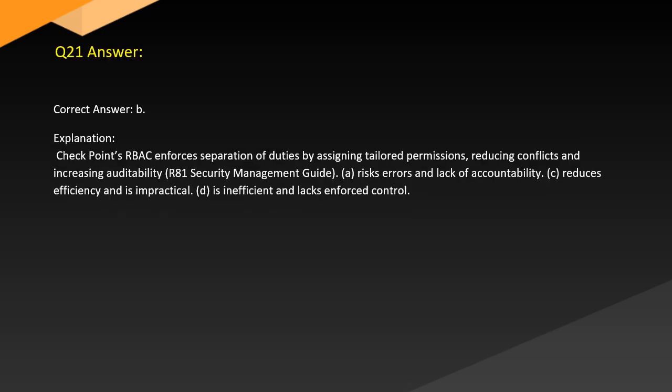Answer. Correct answer: B. Explanation: Checkpoint's RBAC enforces separation of duties by assigning tailored permissions, reducing conflicts and increasing auditability. Per the security management guide, A risks errors and lack of accountability. C reduces efficiency and is impractical. D is inefficient and lacks enforced control.